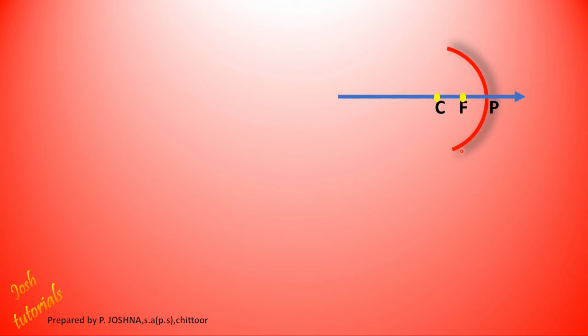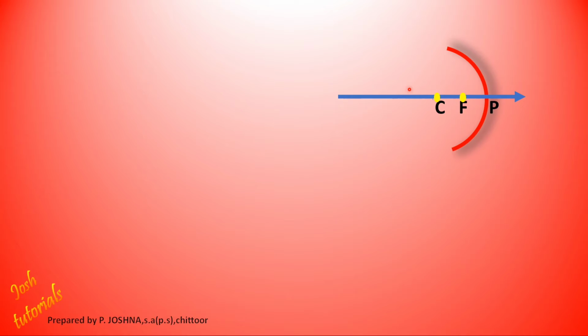Just look at this. This is our concave mirror, and on the back side I have given you a shadow. That means the mirror is opaque on the other side and reflective on the front side. Here is the focus point, and here is the center of curvature. For this total arc, this is the center of curvature of the mirror. This is the focal point, and this is the pole of our mirror.